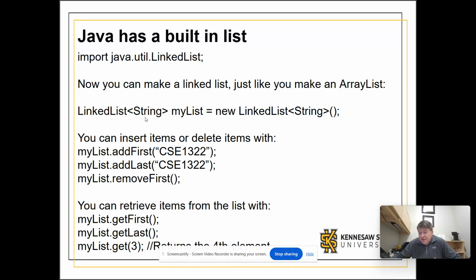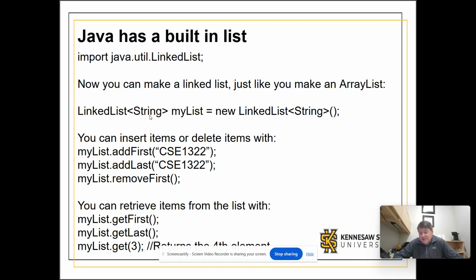Much like with array lists, what goes in these angle brackets is an object. So you can't put int or double or float in there. You have to use the object wrapper. So it's going to be Integer with a capital I, or Float with a capital F, or Double with a capital D, or Boolean with a capital B, and so on and so forth.